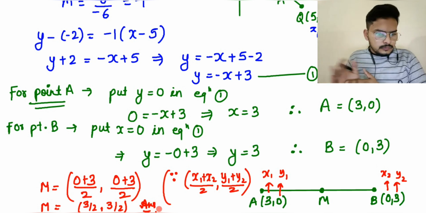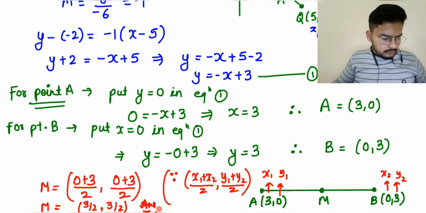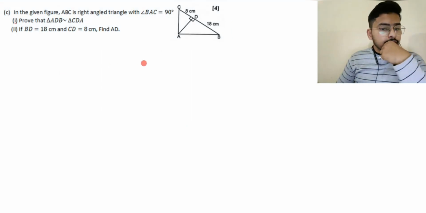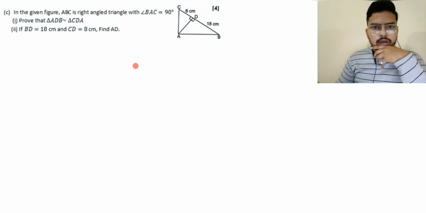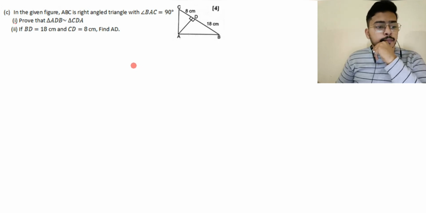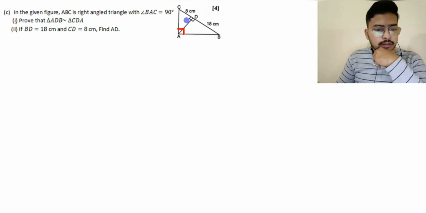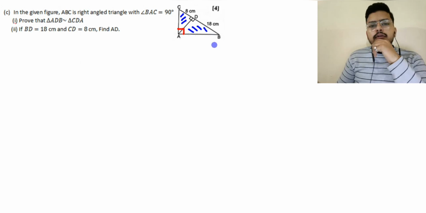Okay, just look at the next one. This question is a good question in this particular paper. This question says that this is a right angle triangle, and angle BAC means that this angle is also 90 degrees, right? So we have to prove in the first part that this triangle is similar to this triangle, right?